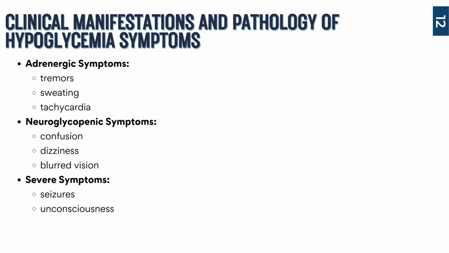When glucose levels go down or they fall, the body releases adrenaline, a hormone that causes symptoms like tremors, sweating, and tachycardia, fast heart rate. These symptoms are early warning signs that help alert the individual that their blood sugar is going lower or is low. If blood glucose continues to drop, neuroglycopenic symptoms appear, which result from insufficient glucose to the brain.